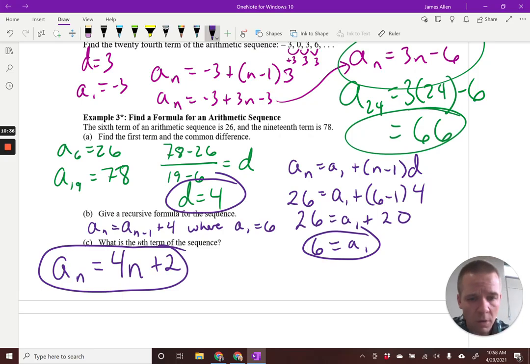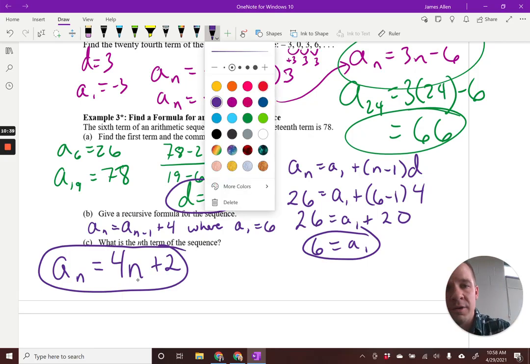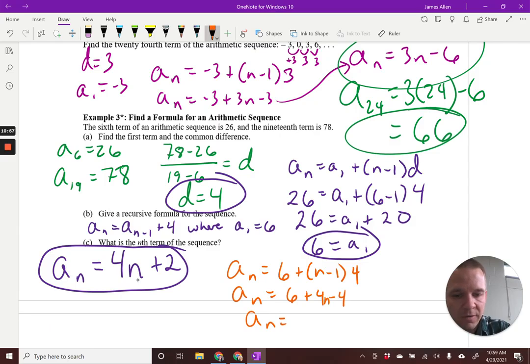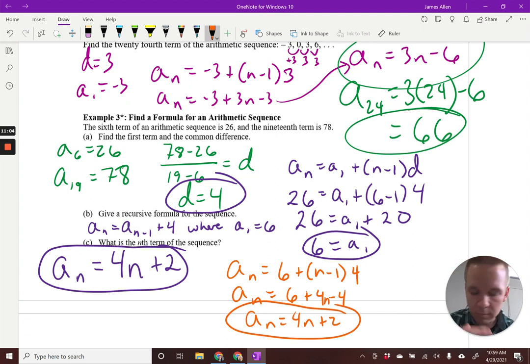Now, if you don't like doing that, it's okay. You can go about it in the other way that we did first, where I'd say a sub n is equal to a sub 1, which is 6, plus n minus 1 times the common difference of 4, and then just simplify. So I'd have 6 plus 4n minus 4, combine like terms. 6 and negative 4 gives me 2, so 4n plus 2. And we get the same answer, just in a different way. Your choice. I don't care which way you go. It's up to you. I'd like to show you both ways, though.